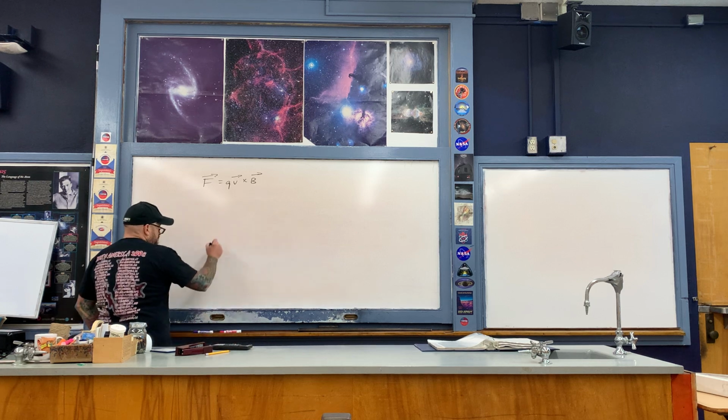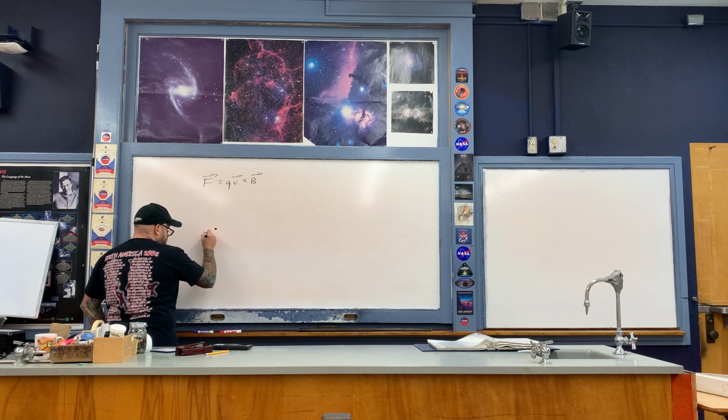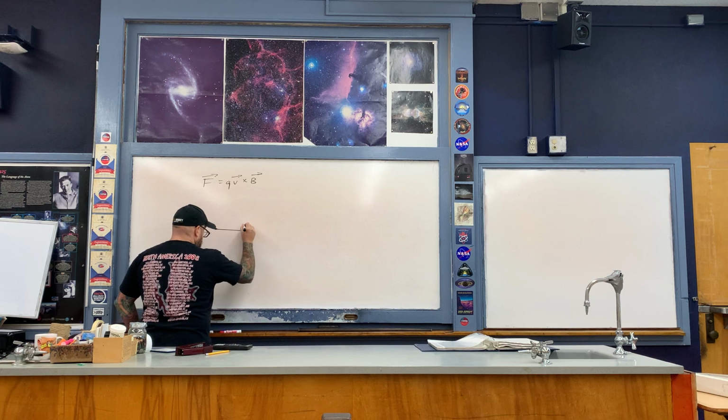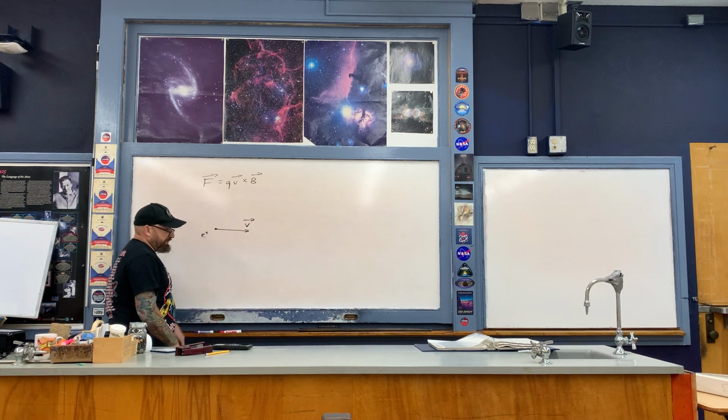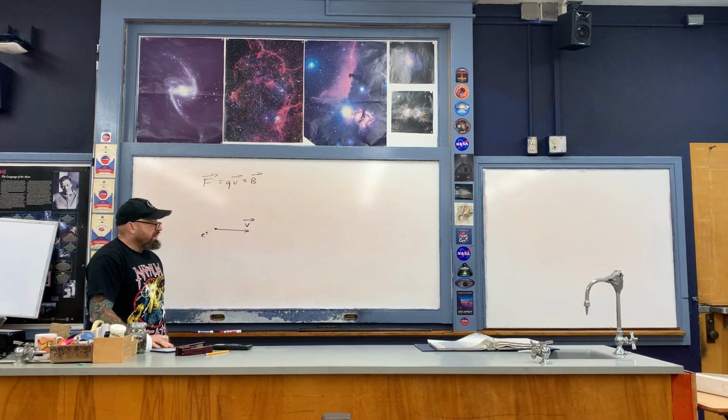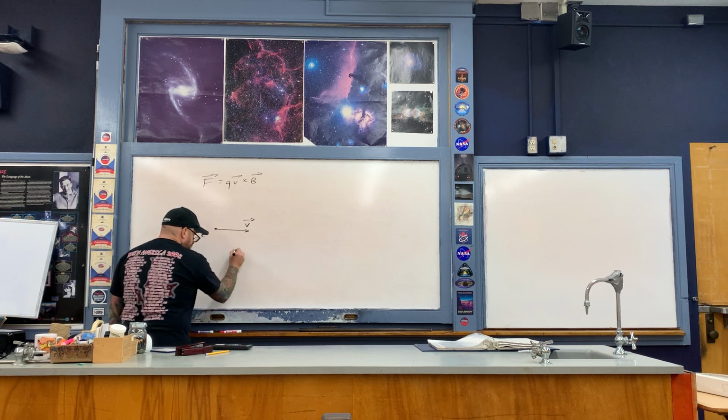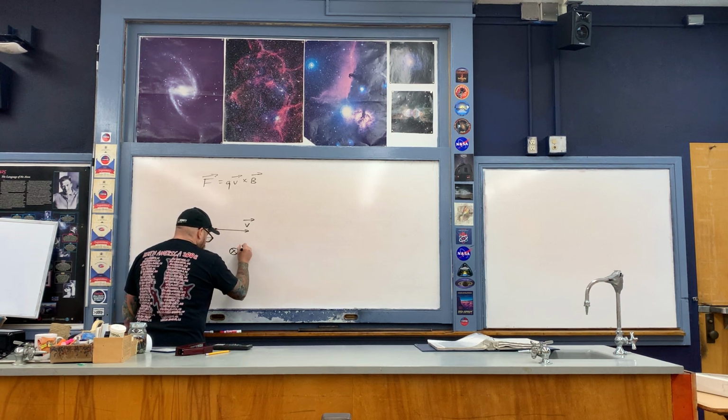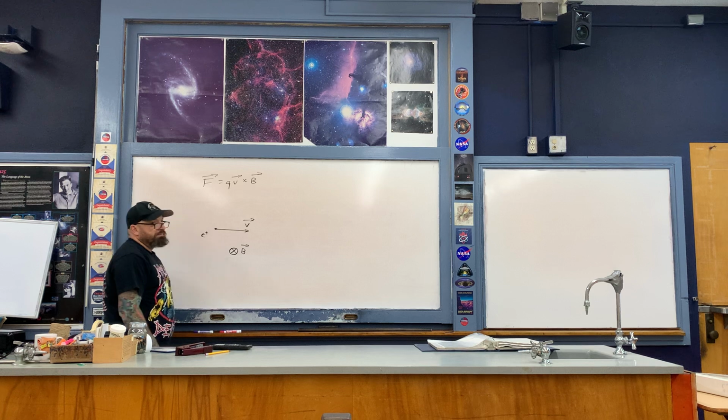Okay, so let's say right here is a proton. The proton has a charge E positive like so, and it has a velocity vector V in this region of space where a magnetic field is present. Okay, let's say that by definition the magnetic field is into the board like so, and it's uniform.